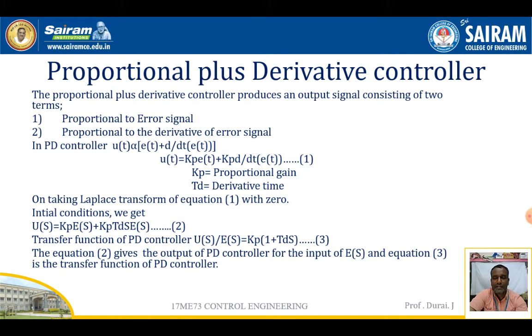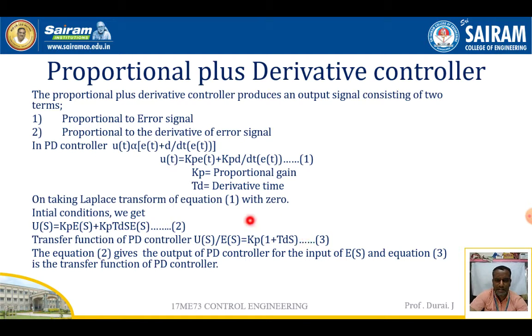On taking the Laplace transform of equation 1, we can transform it like this: U(s) is equal to Kp into E(s) plus Kp into Td s E(s). Then the transfer function, output by input, U(s) by E(s), is equal to Kp into 1 plus Td s.